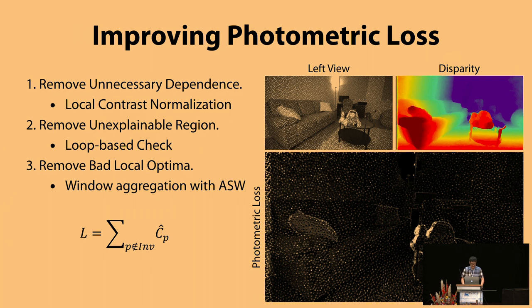Applying all we have discussed, we define the new photometric loss as the sum of the window aggregated loss for pixels passing the loop-based occlusion check.